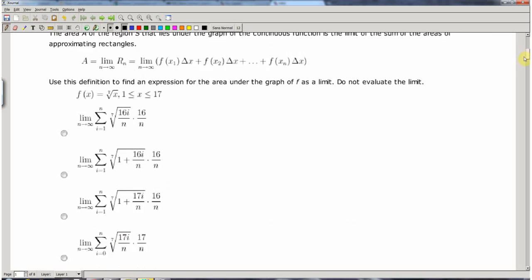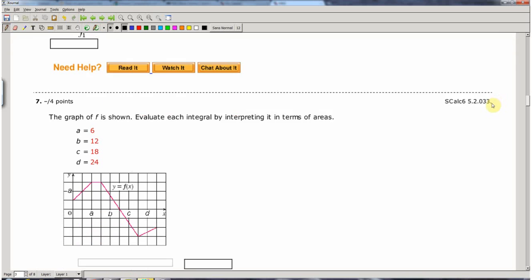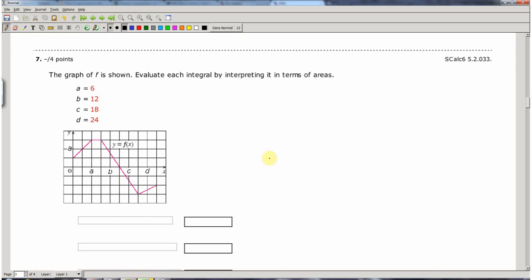I'm going to skip down to number 7. All right, so you have to compute this area using some basic geometry. And what do you know? You know some things. It says A is 6, B is 12. Okay, so it's talking about these things, right? And you just use triangle rules or whatever to figure out these areas.